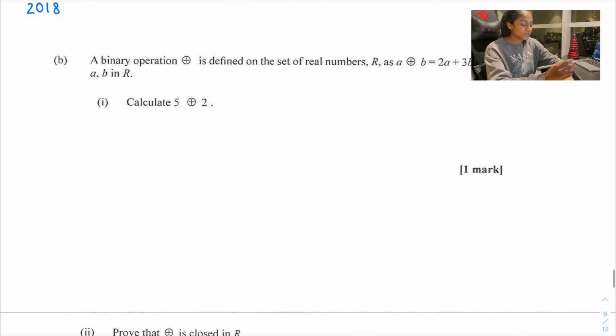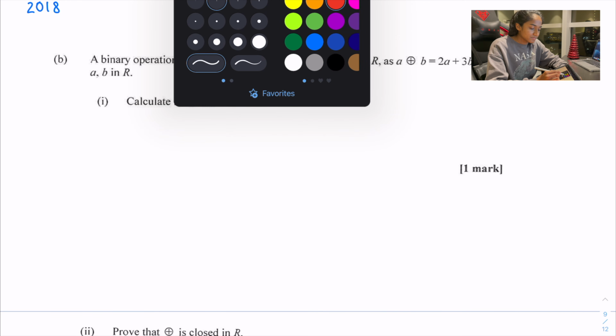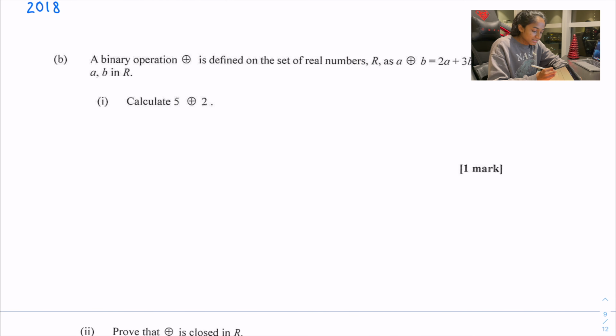2018. A binary operation is defined on the set of real numbers R, and then they give us this, and then they ask us for 5 cross 2. Let's just call that cross for now. So calculate A cross B is equal to 2A plus 3B, and we know that A will be equal to 5 and B will be equal to 2, so we do our substitution. So it will be 2 by 5 plus 3 by 2, and that's equal to 16.